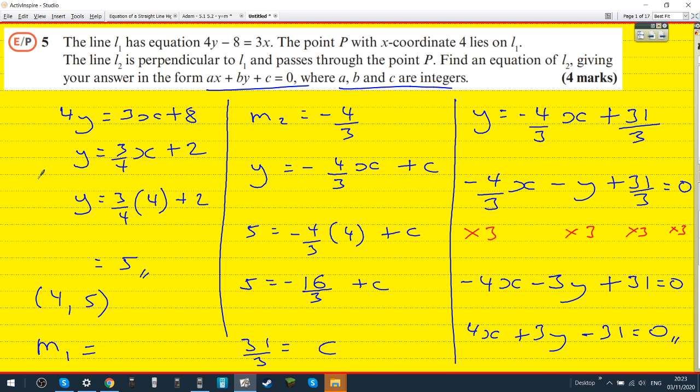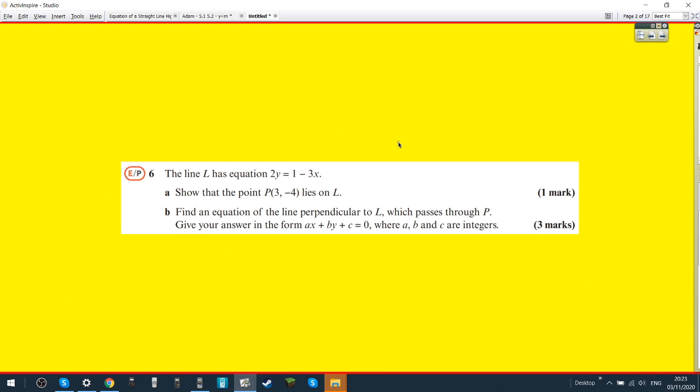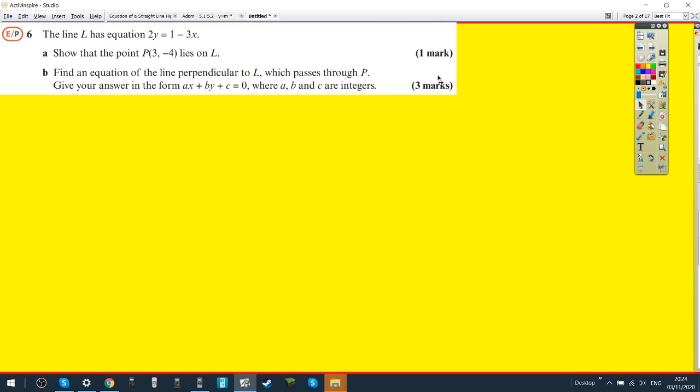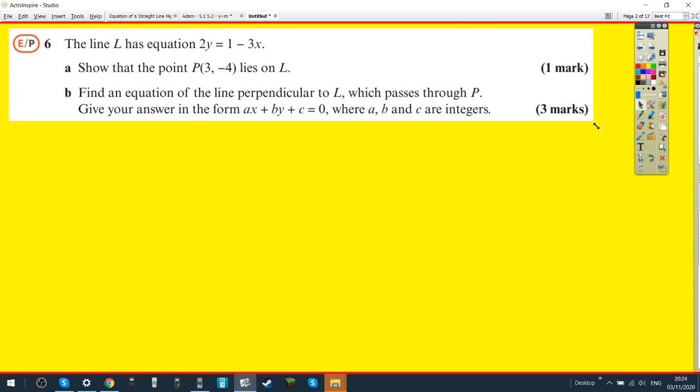Yes. Okay, so your instincts were good, but I wish you'd read the question. Let's see. You make it y equals. Use that to get the y coordinate. Use that to get the negative reciprocal of the gradient. And then sub x, y, and m2 in the perpendicular gradient into y equals mx plus c. Okay. Any idea how you do part A? Might not be obvious.